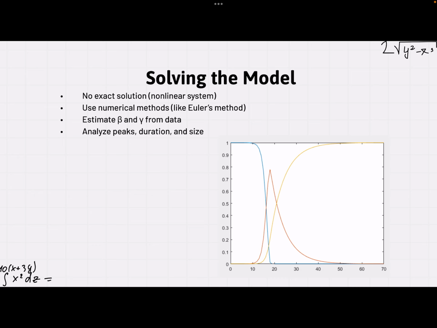So, solving the model. Since these equations are nonlinear, we just can't solve them by hand. That's where numerical methods come in, like Euler's method, which we have used in class.